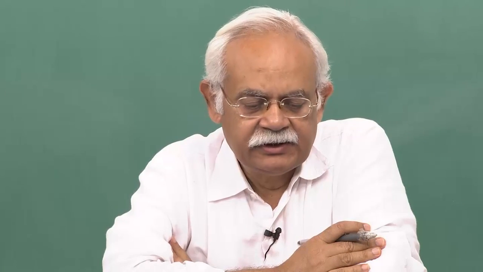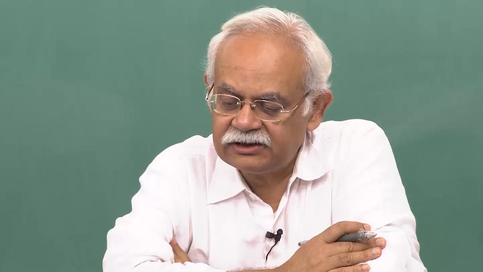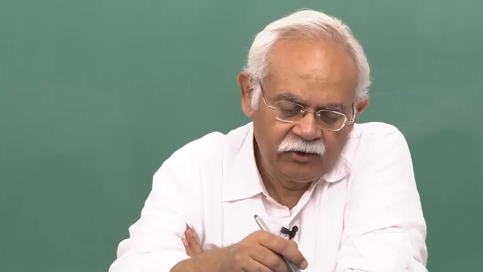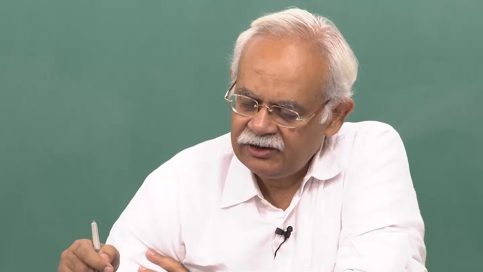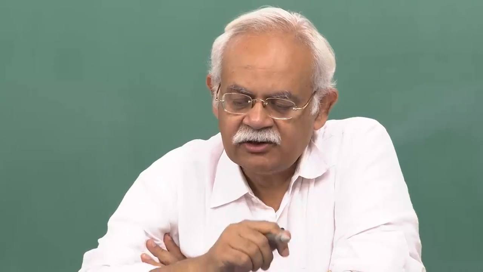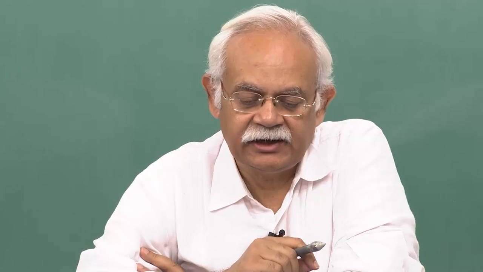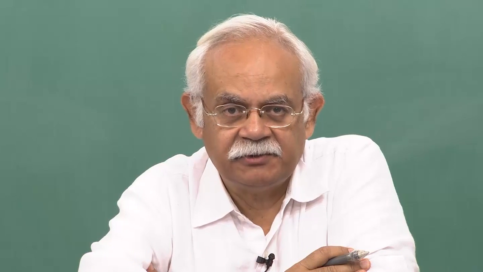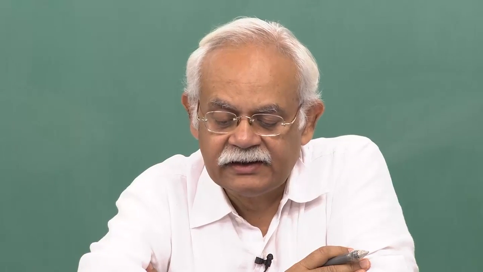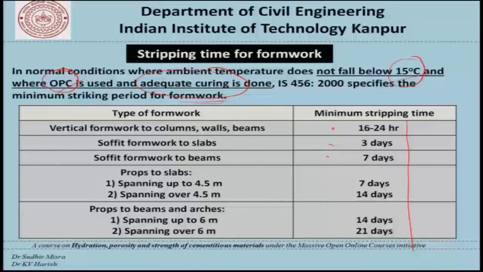What the code goes on further to say is that in normal conditions where ambient temperature does not fall below 15 degrees centigrade and OPC is used and adequate curing is done, the following striking periods can be used as a guideline. So, instead of quantifying the strength, there are some disclaimers. We are saying that the temperature should not be less than 15 degrees centigrade. A cement which is OPC is being used. That is, we are talking of a situation where supplementary cementitious materials have not been used. And we say that there is adequate curing. Then these are the kind of times that can be used as guidelines to remove different types of formwork.